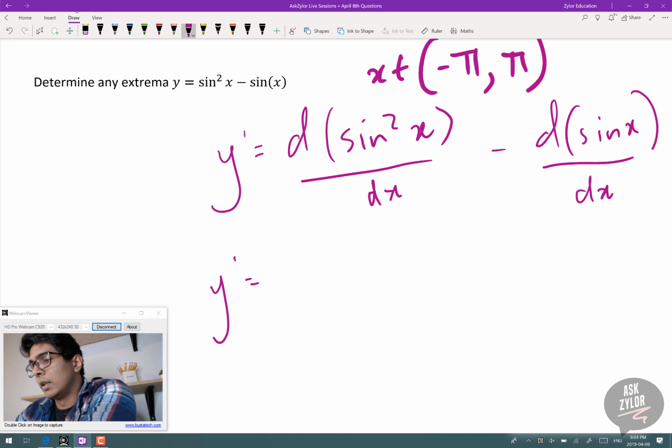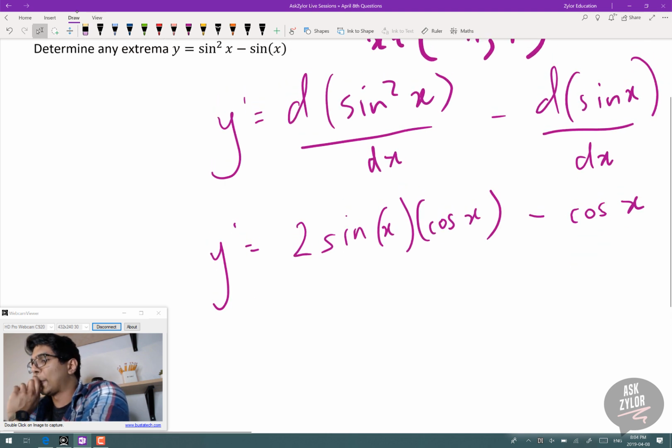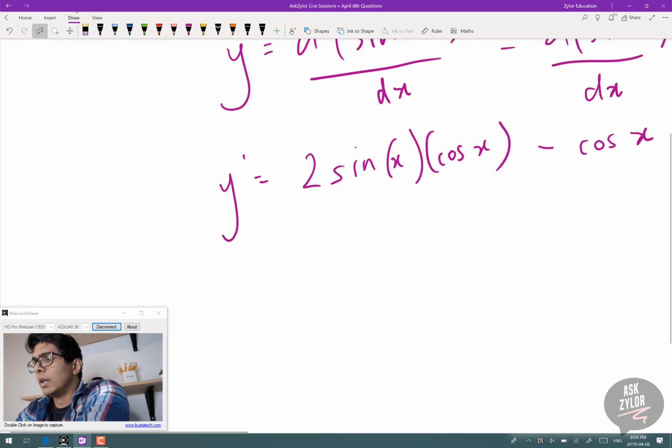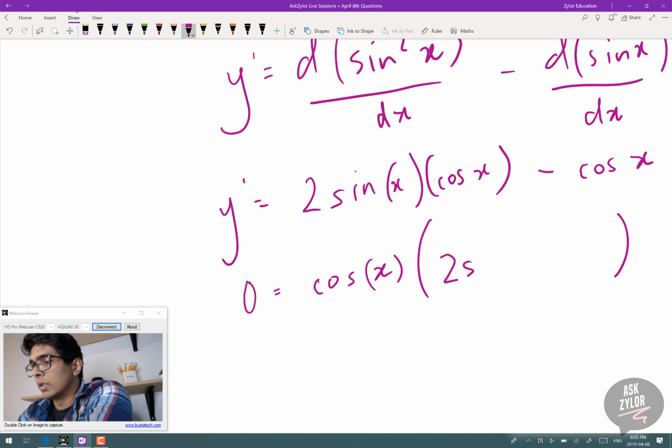So the derivative of sine squared x is going to be 2 sine x cos x. And then the derivative of sine is just going to be minus cos x. Right. So then I'm looking at when is my first derivative equal to 0, so I can try and factor out a common term. I know cos x is a common term in both these terms, so I have 2 sine x minus 1 and cos x.